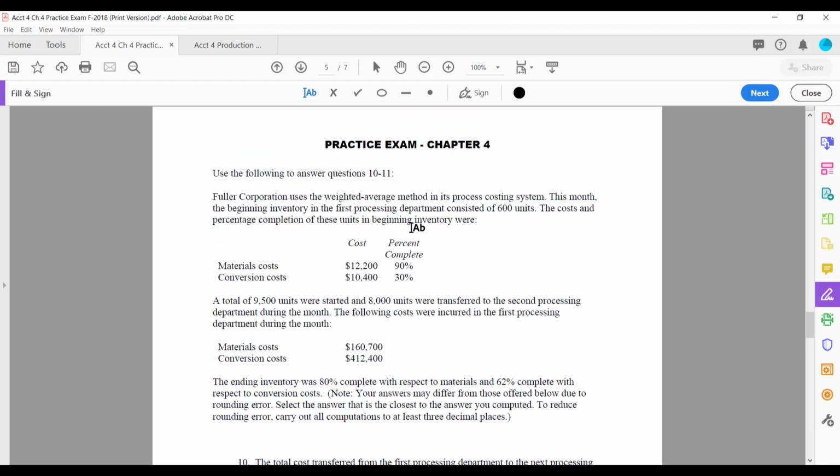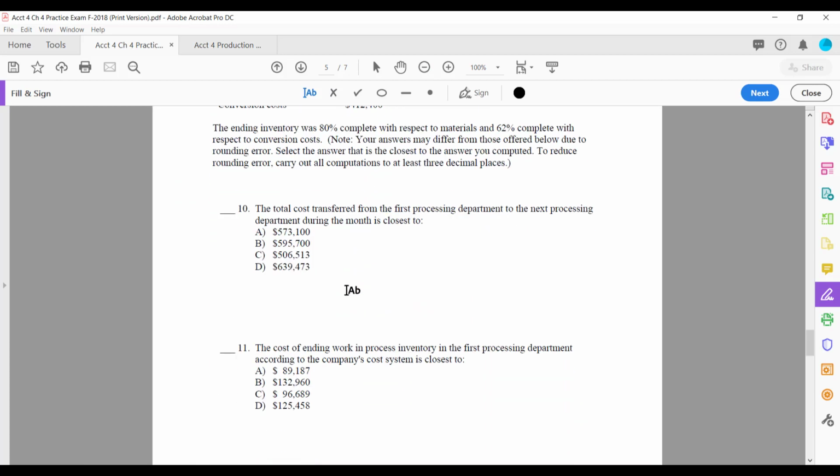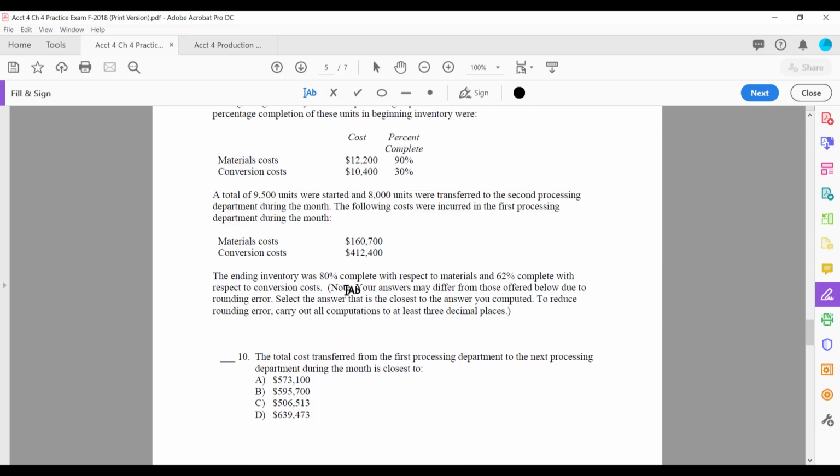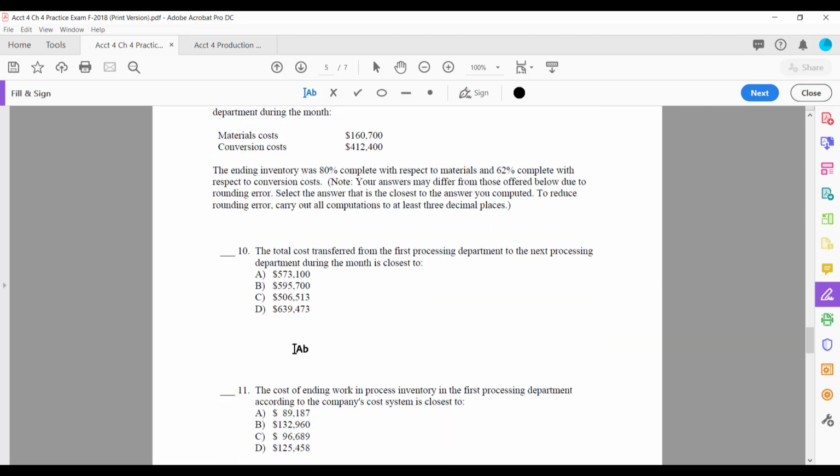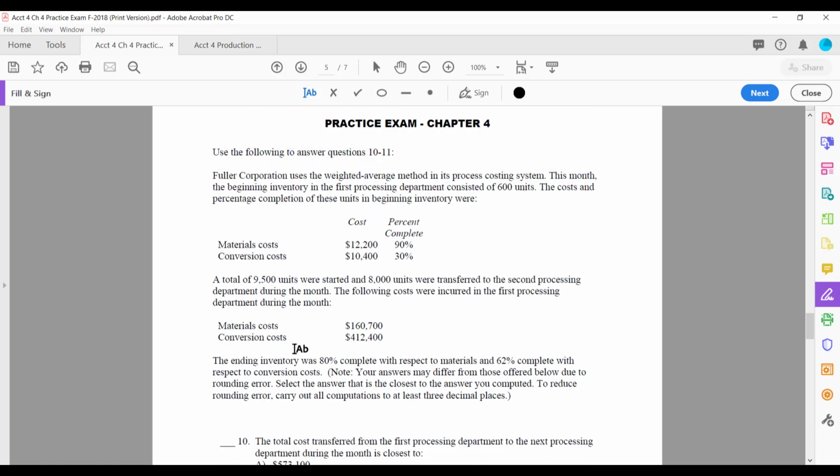All right, so the problem I'm looking at is problems 10 through 11. But I'm not even going to look at the questions for 10 and 11 yet. I'm just going to show you guys how to fill out the template using this information, then we can see what they're asking us for.